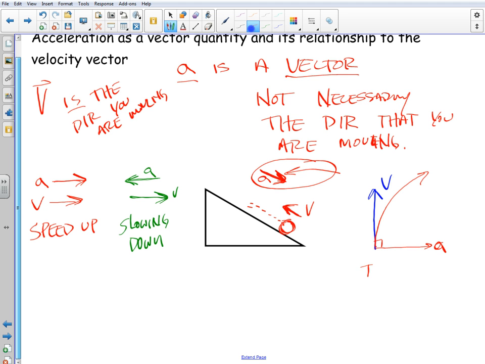So this is how you turn. It happens when your acceleration is perpendicular to your velocity. In fact, when those two vectors are perpendicular. So the only time your acceleration vector points with your velocity is when you're speeding up. If you're slowing down and turning, it doesn't point at all like your velocity.